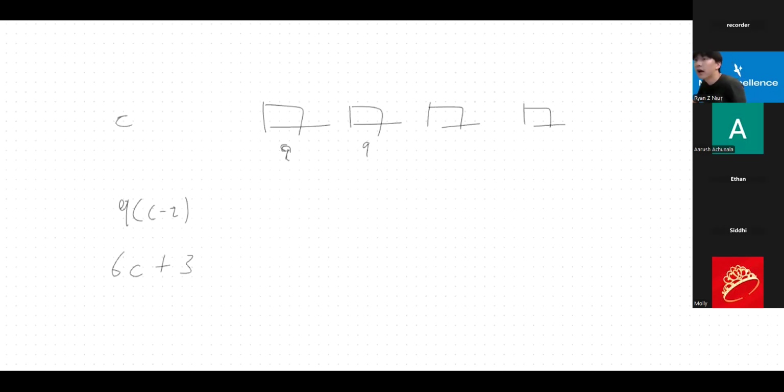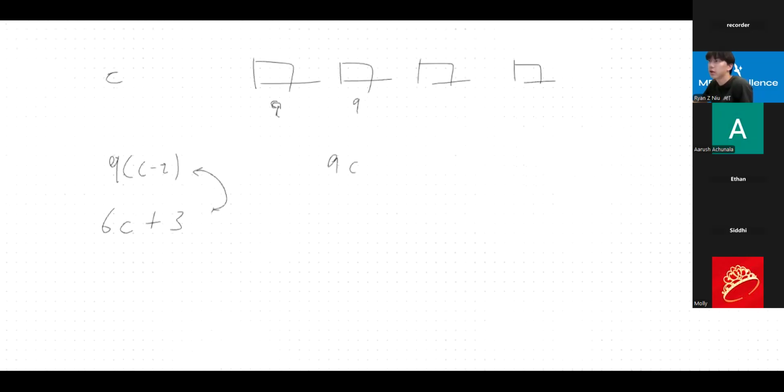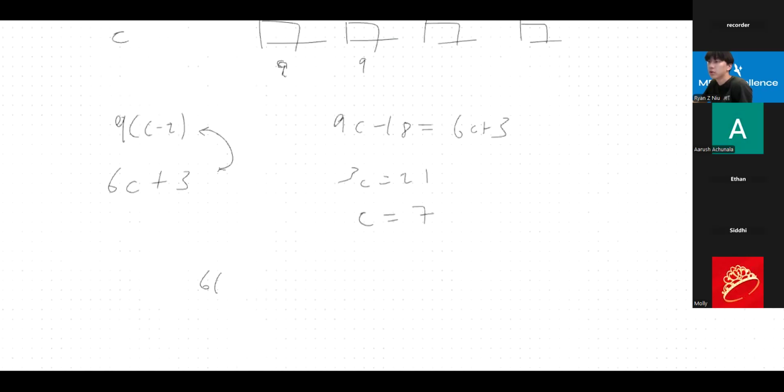So now we have the number of gold coins in two different expressions, so we can solve for the number of coins. So we have 9c minus 18 equals 6c plus 3. So 3c equals 21. So c is going to be 7. So in total, we have 7 chests. And so that means the number of coins is 6 times 7 plus 3, which gives us 45.